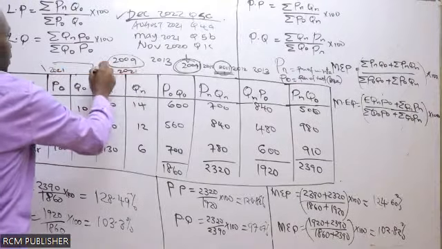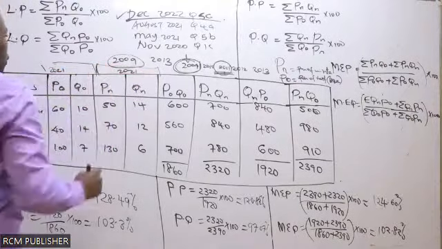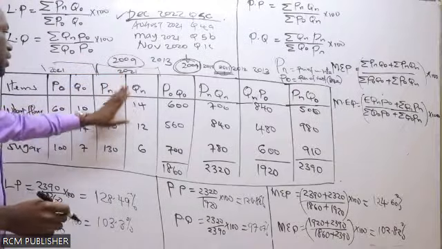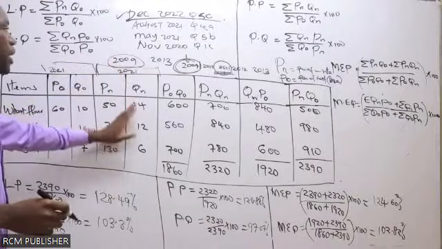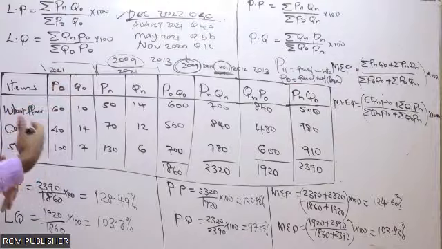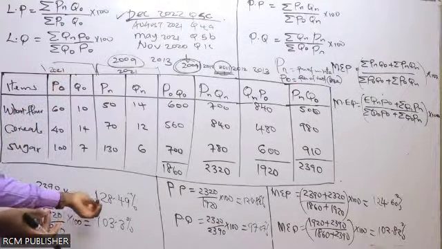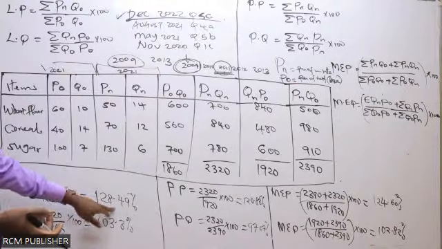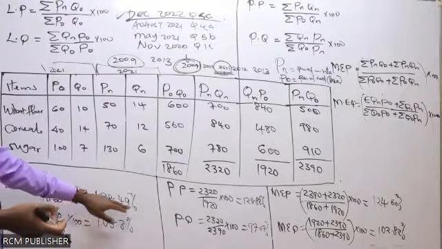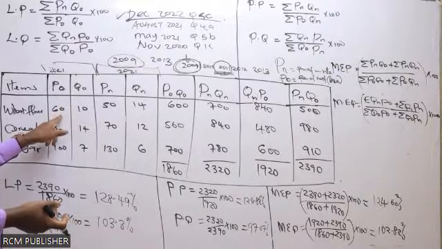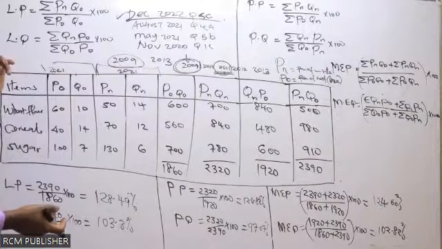2021, these are the prices and quantity. So if you are going to look at the changes in prices in comparison to 2021, what are we going to see? If you use this formula, the prices have increased by 28.49. If you just look at this, you'll be able to see we have 60 to 50.